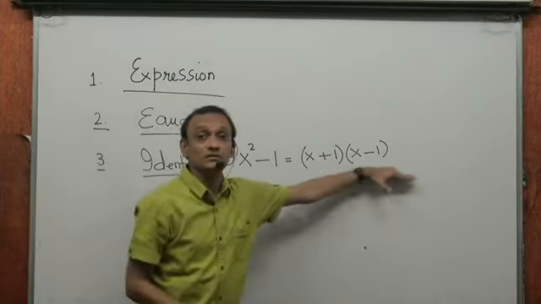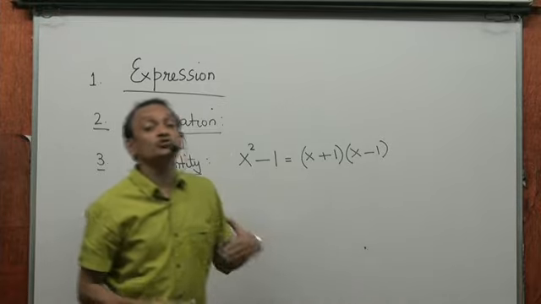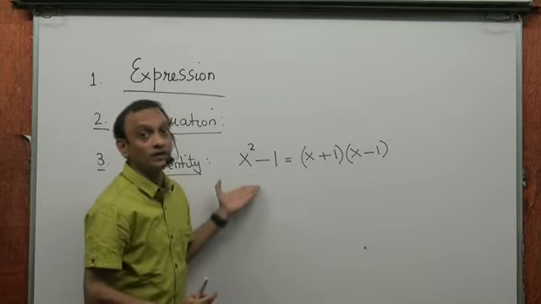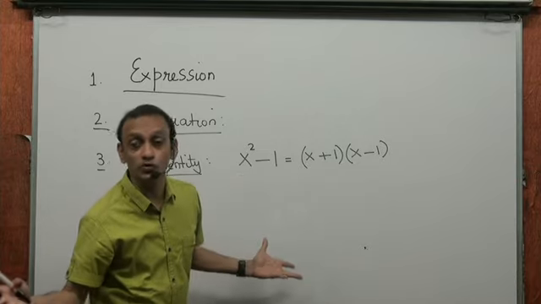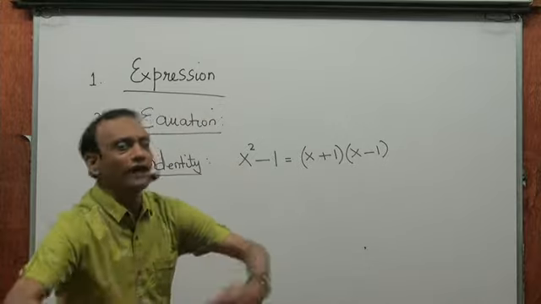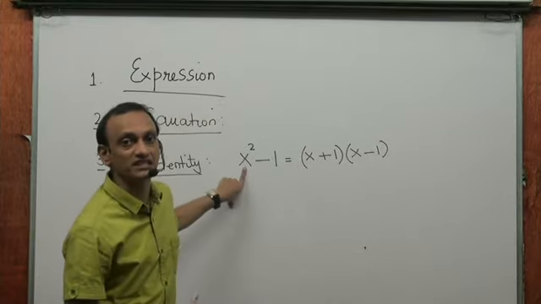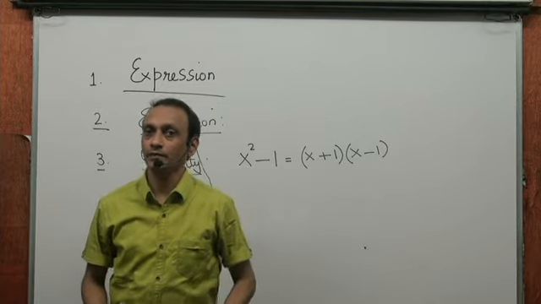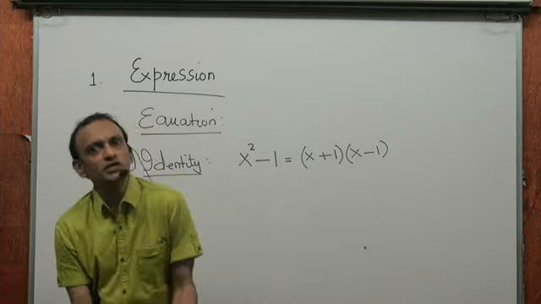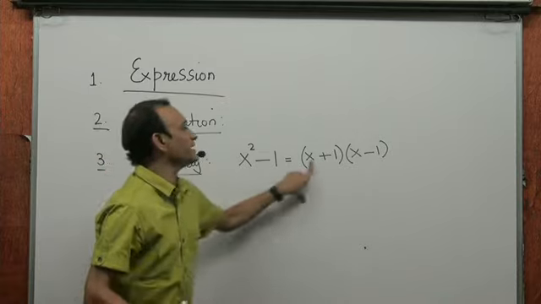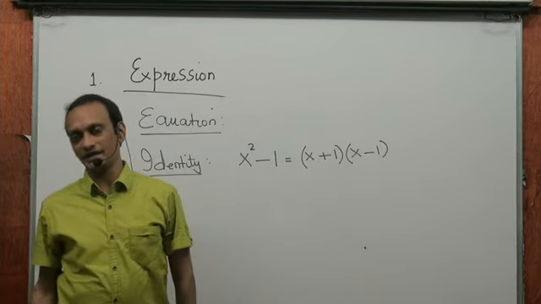Now, this statement is true for all values of x, whether you plug in x equal to 0 or x equal to 1 or x equal to 2 or x equal to minus 1. This statement would be unconditionally true for all values of the algebraic entity x here. And such a statement is referred to as an identity, right? So an identity also is an algebraic statement, unconditionally true for all values of the algebraic entity. In this case, x is the algebraic entity, right?